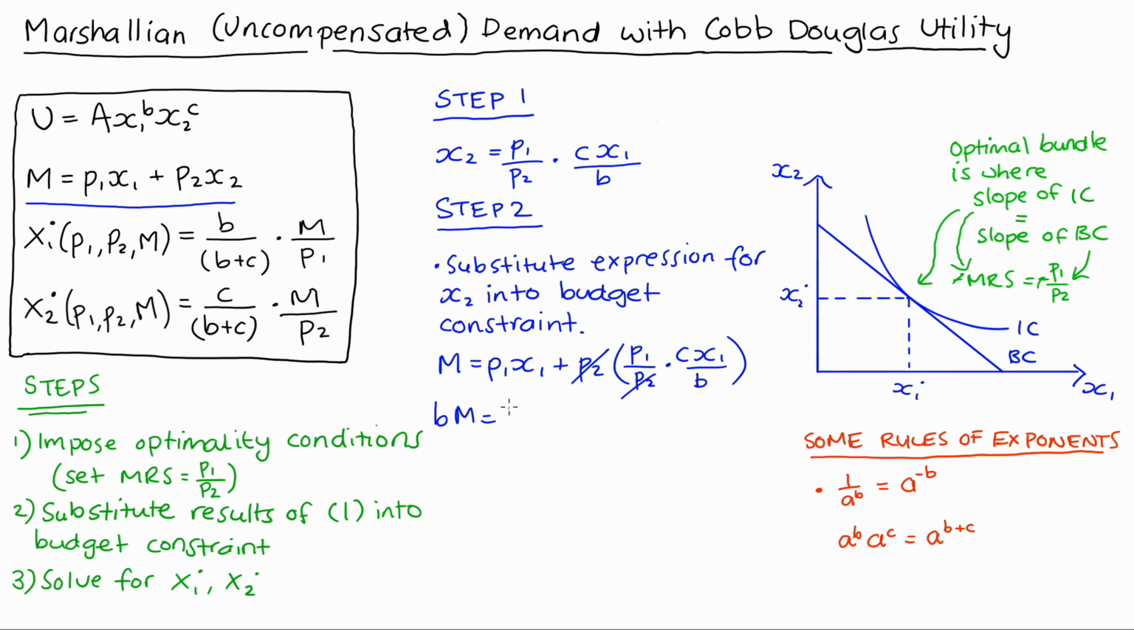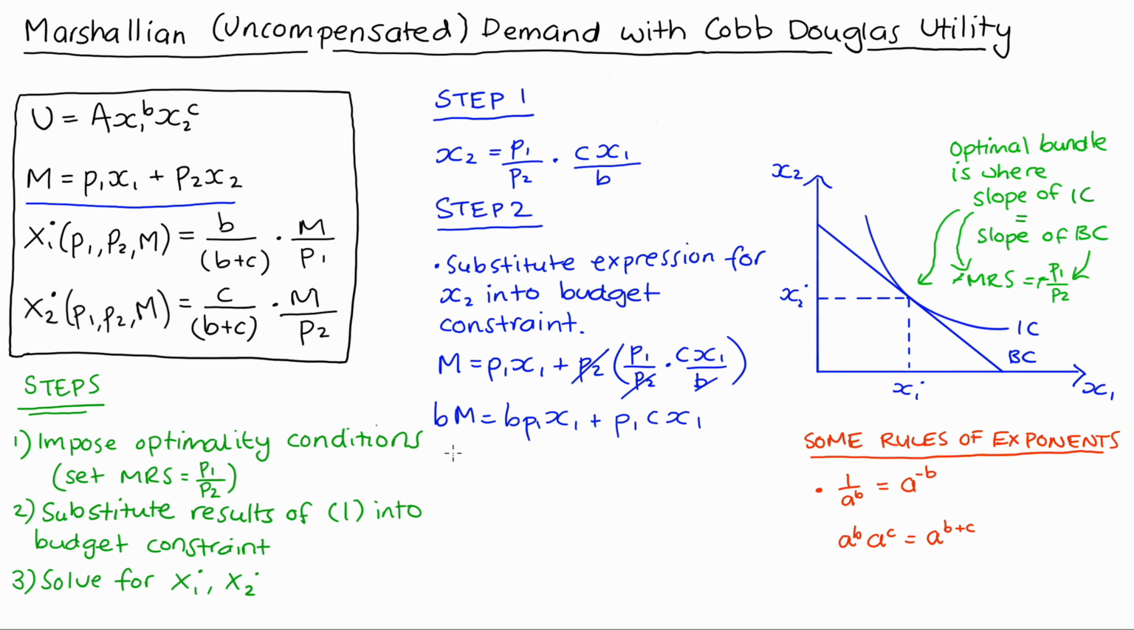So we get B times M is equal to, well, that first term, P1x1, will be multiplied by B. And then we add to that P1x1 times C, that had B on the denominator, but if we multiply that by B, that will cancel out. So we just leave that last term as is.